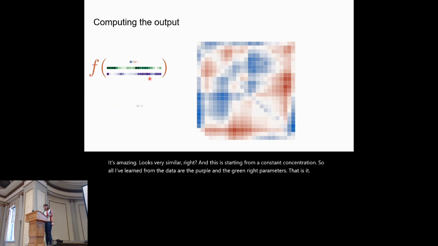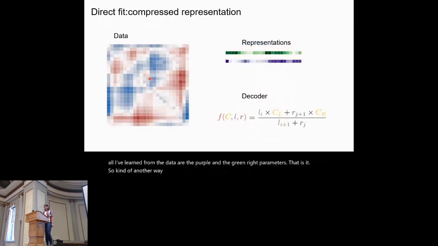Another way to look at this is that this is my data. This is my 2D data. I've reduced it to a 1D representation. And to get the data back, I've completely hard-coded this particular decoder form, right? So it's not a factorization. This is not a linear function, but it's a very simple function. And so you just run it forward and you get your data back.